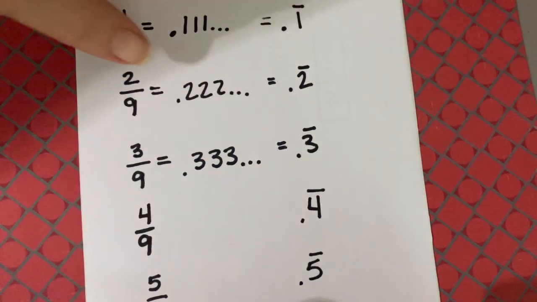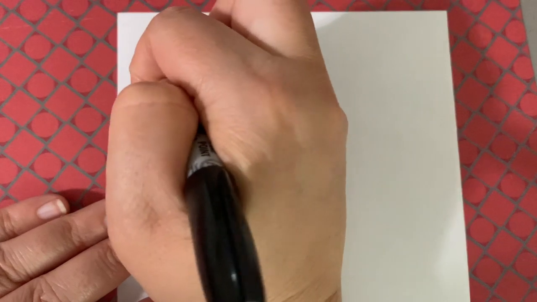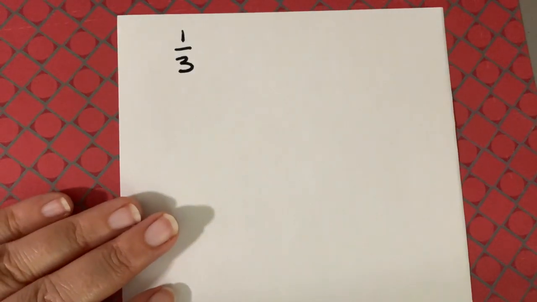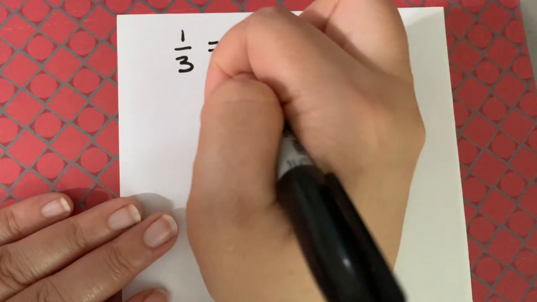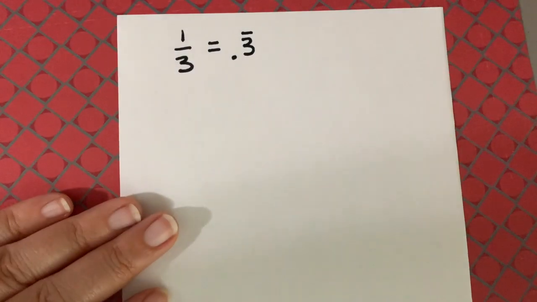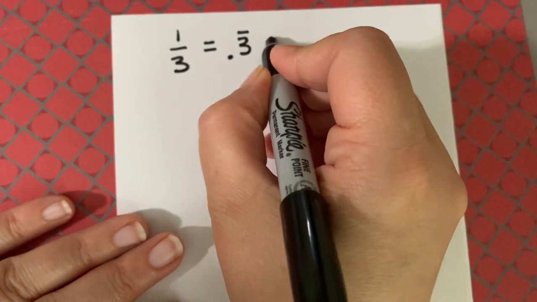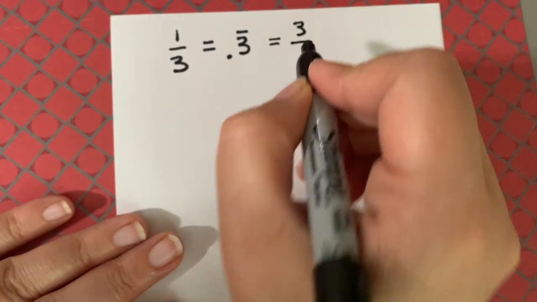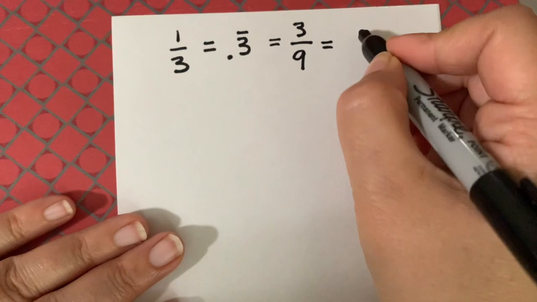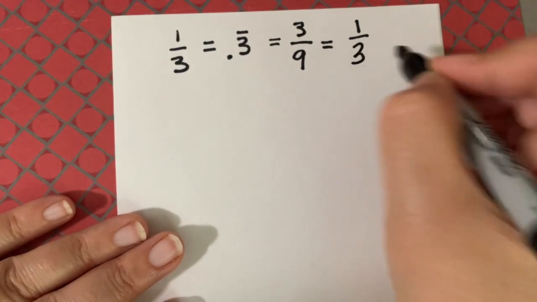Now, the question then becomes, what about fractions like 1/3? We know if you were to turn this into a decimal, you would get 0.3 repeating. So how come that is repeating and it's not over 9? Think about what that would be. It would be 3/9, which then simplifies to 1/3.